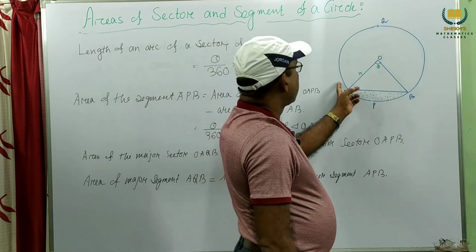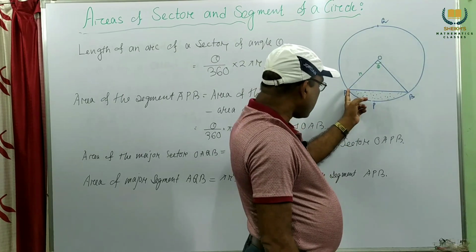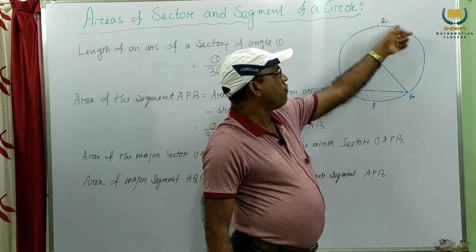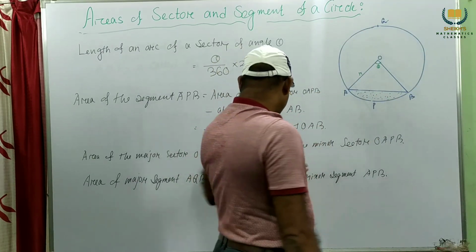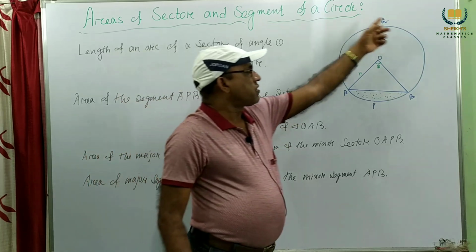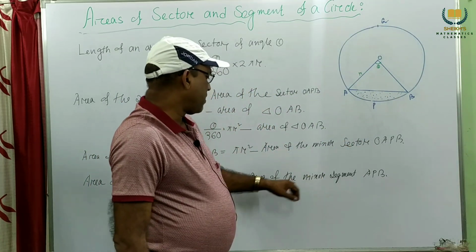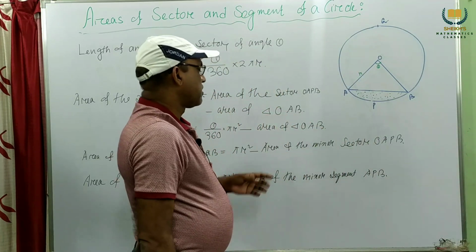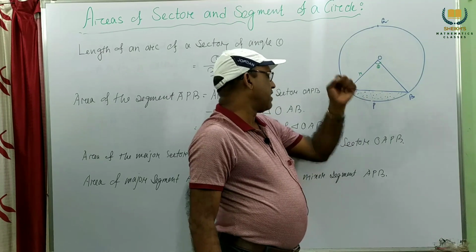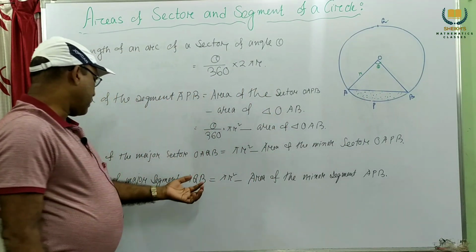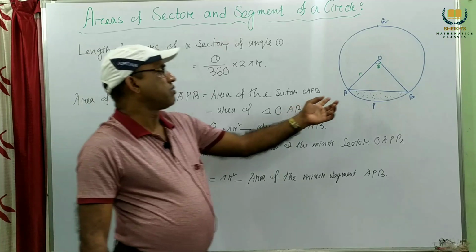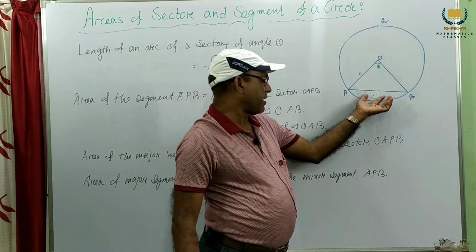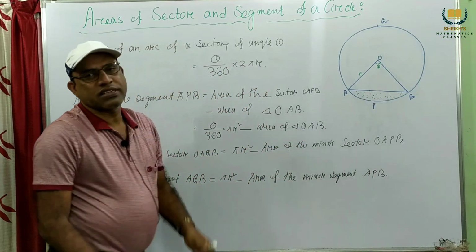The major segment AQB: when you consider a segment, then we consider this chord. AQB equals again pi r square, the whole area, minus the area of the minor segment APB, this portion. We consider the whole area minus this area, then we get the area of the major segment AQB. So these are the formulas.